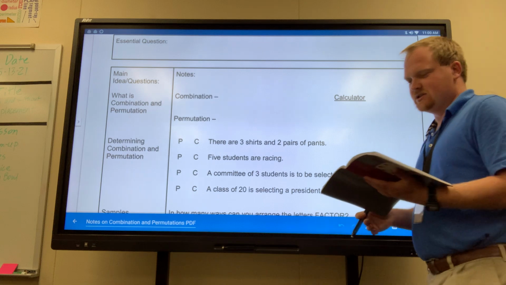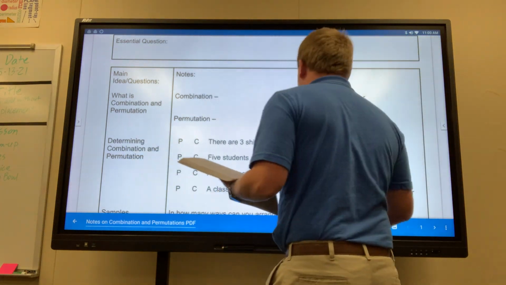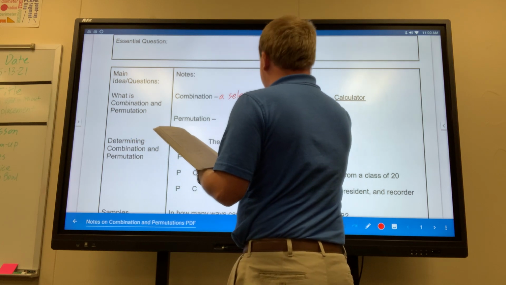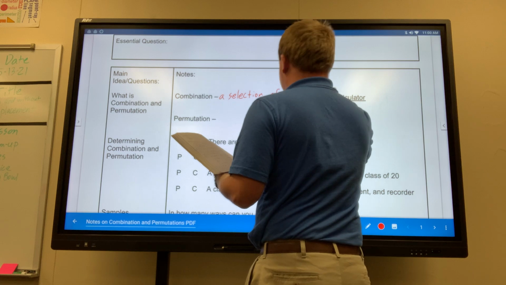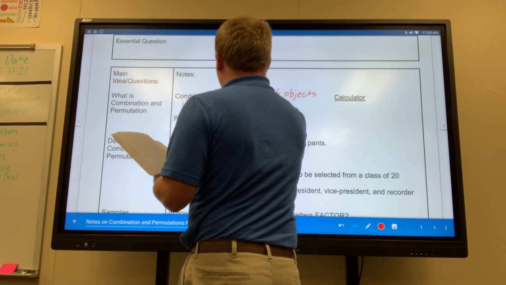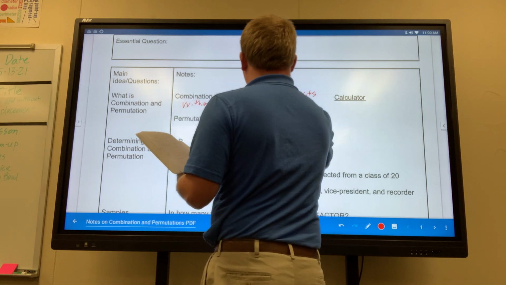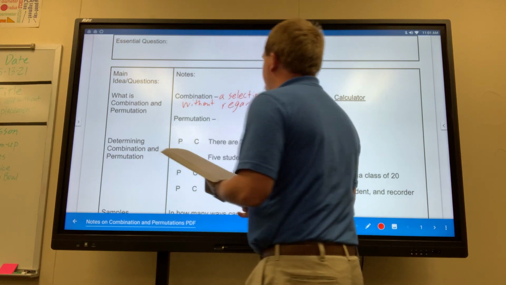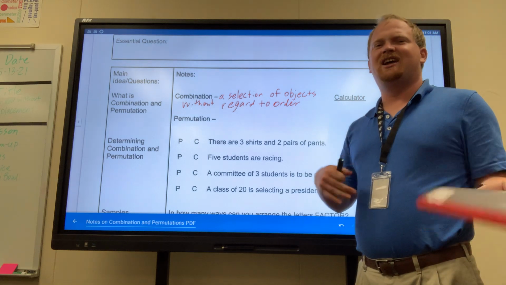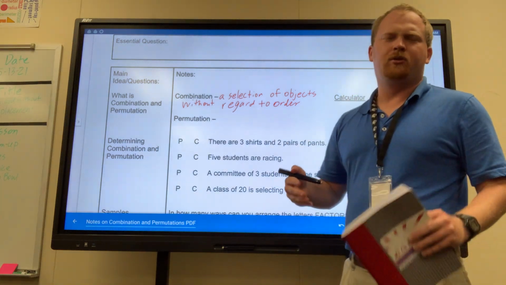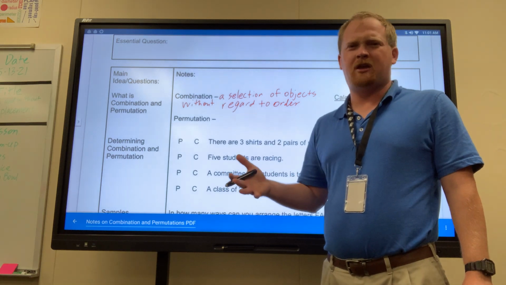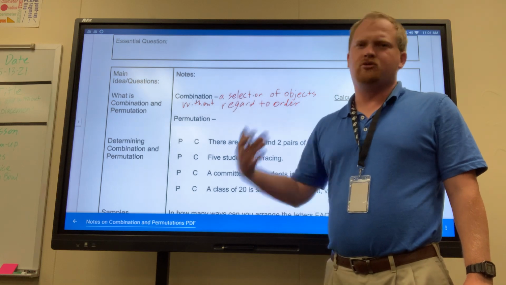Now, combinations is basically a selection of objects without regard to order. Okay? So with combination, it doesn't matter the order in which someone is selected or in a group or whatever. It doesn't matter the order. For example, if I'm trying to pick 5 random people, it doesn't matter who gets picked first. What matters is who's in the group.